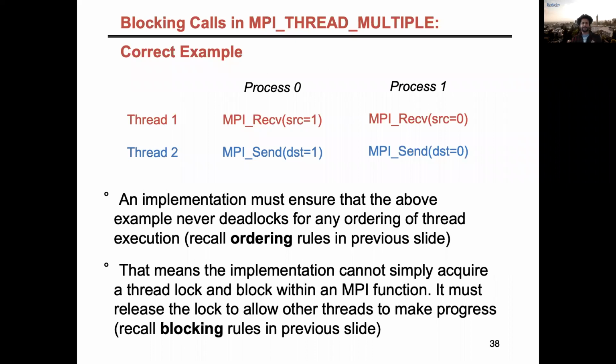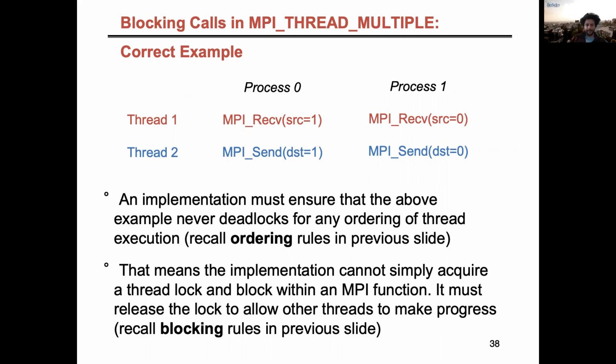Let's go with real examples. So here's thread 1 and thread 2, 2 processes. Each process has 2 threads. And they're doing sends and receives, except that in process 0, thread 1 is receiving and thread 2 is sending. And in process 1, the same is happening, in fact. And they're exchanging data across processes. This is a correct code and it has to execute correctly.